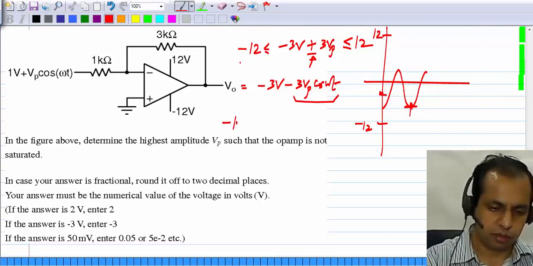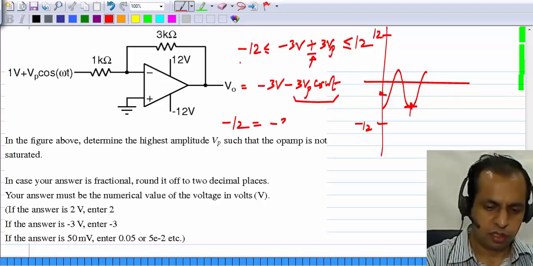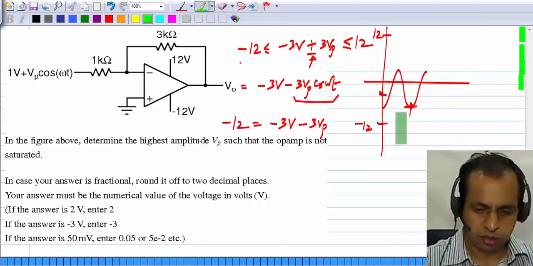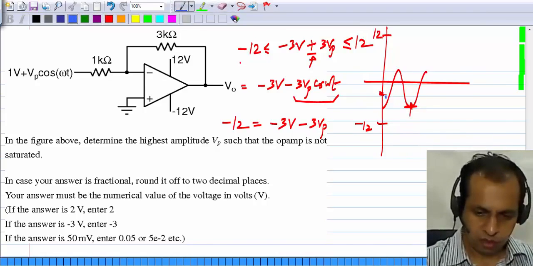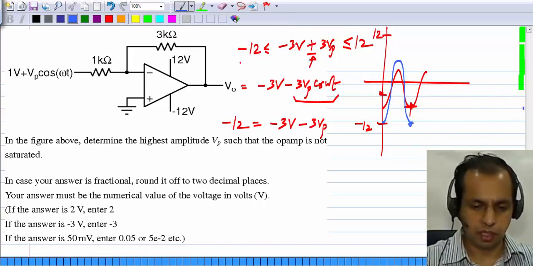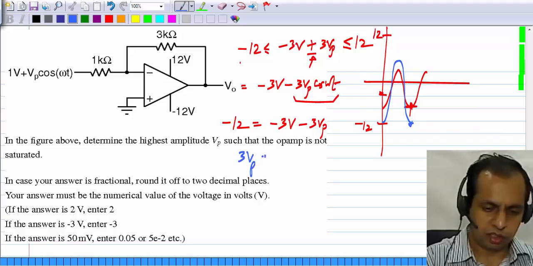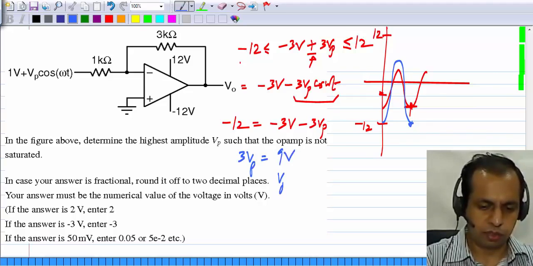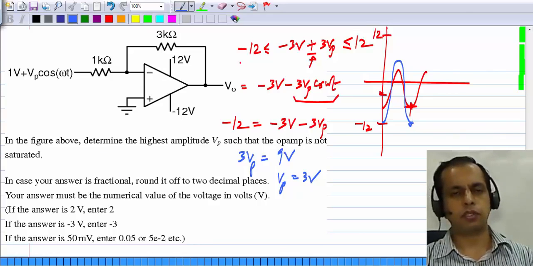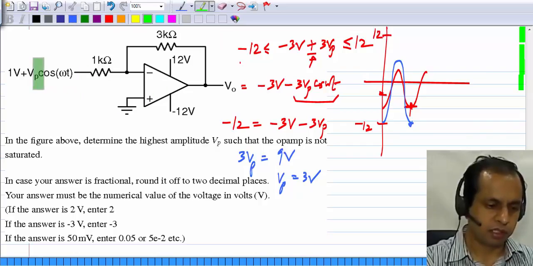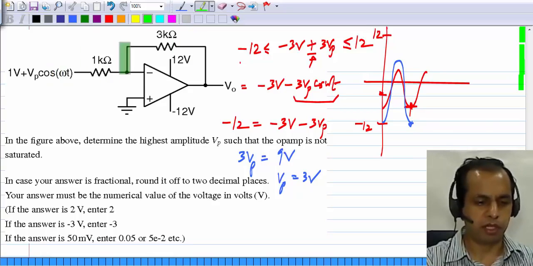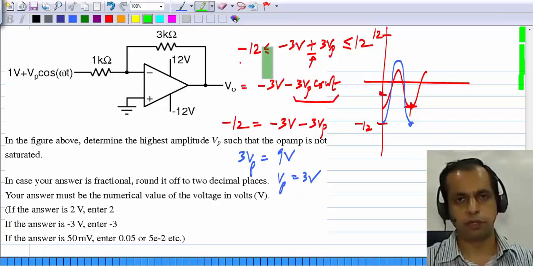So I'll just write that minus 12 equals minus 3 volts minus 3 Vp. So that's the case when the negative peak just reaches minus 12 volts. So that tells you that 3 Vp equals 9 volts or Vp equals 3 volts. That's the answer. If the input is 3 volts, then essentially what happens is that the maximum value of this becomes 4 volts, and that multiplied by the gain of the circuit reaches minus 12 volts.